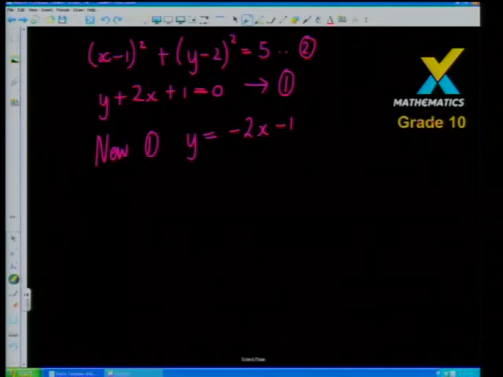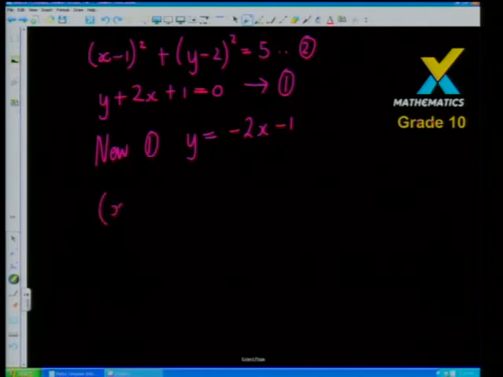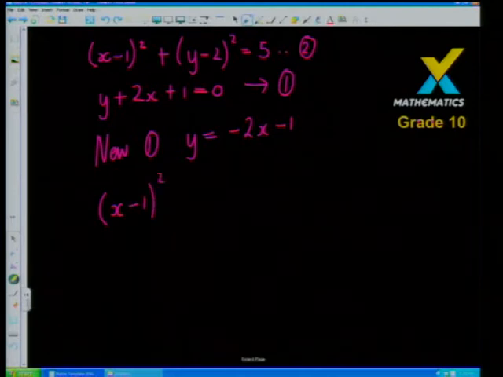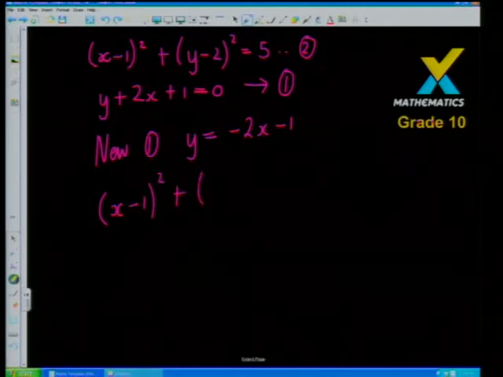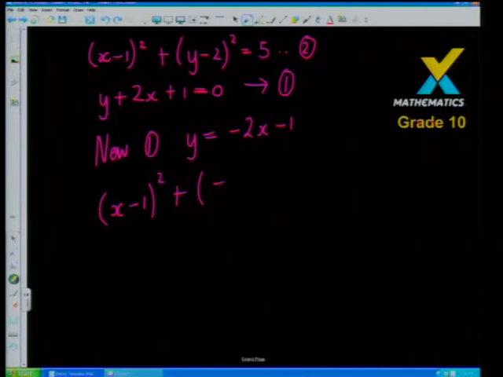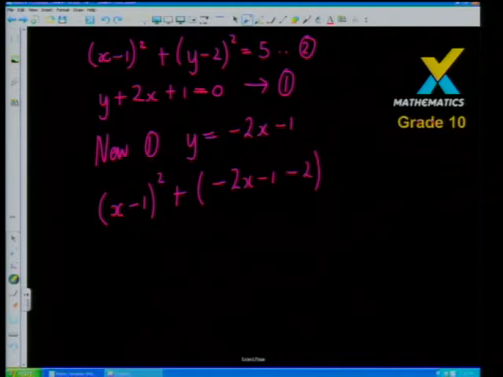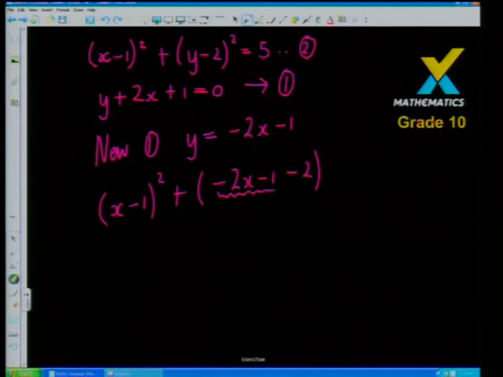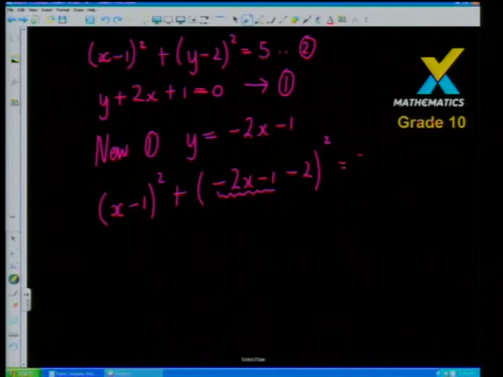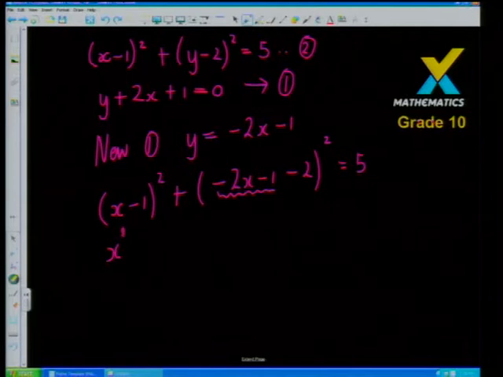Now, the next question is, do I have to multiply this out first? Well, no, because look at what I can do. I can just say I've got x subtract 1 squared, and I've got y. Now, y is going to be replaced with a negative 2x subtract 1. Then I've got my subtract 2 that was there originally. So this is my bit here that's being substituted for y. And then I've got that squared is equal to 5. Okay? Now, of course, it's just a matter of doing all the algebra crunching.